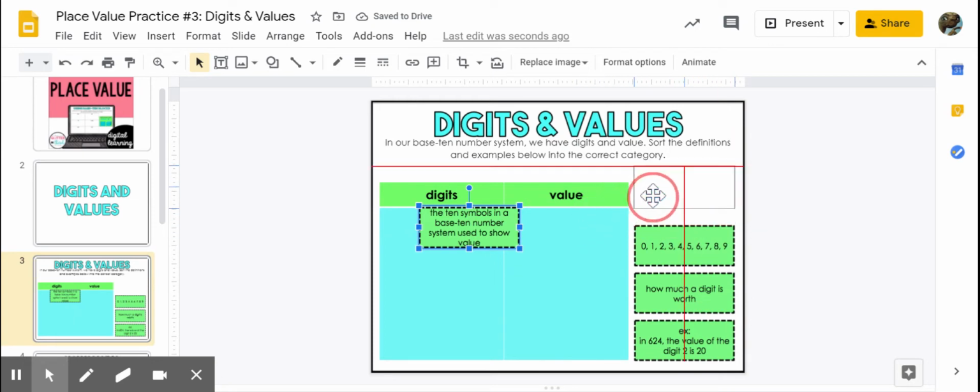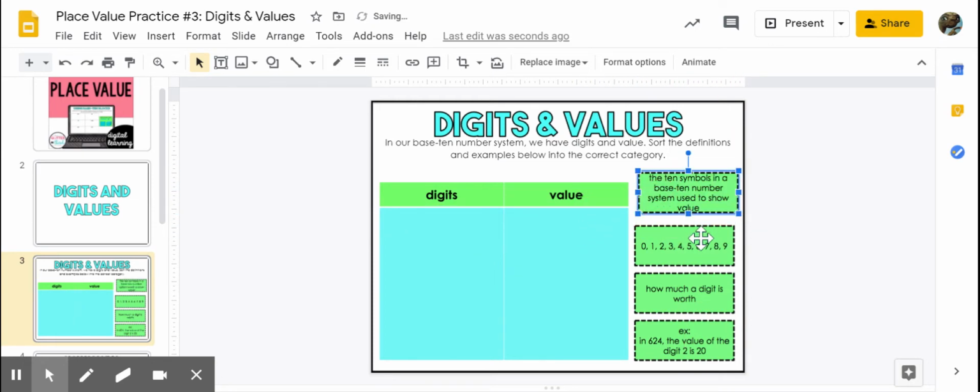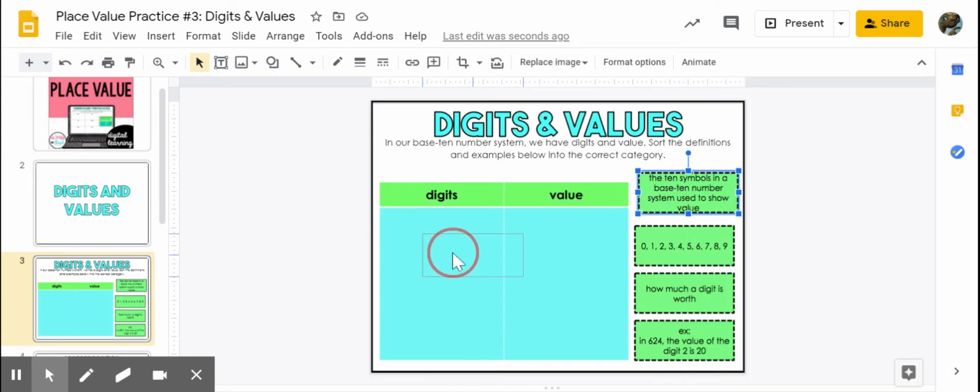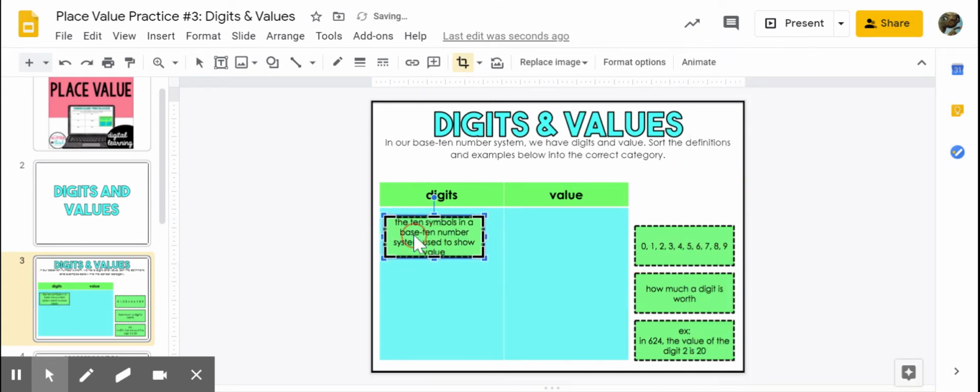So let's do the first one together. This says the 10 symbols in a base 10 number system used to show value. Since it says that these digits show value, that's probably not the definition of a value. What this box is talking about are digits. Digits are those 10 numbers 0, 1, 2, 3, 4, 5, 6, 7, 8, 9 that we can put in a lot of different places to show value.